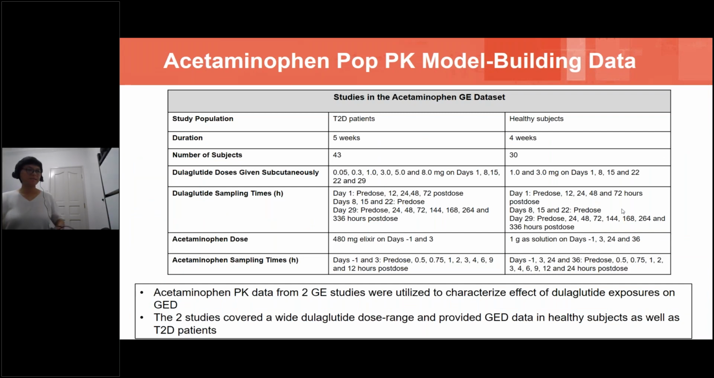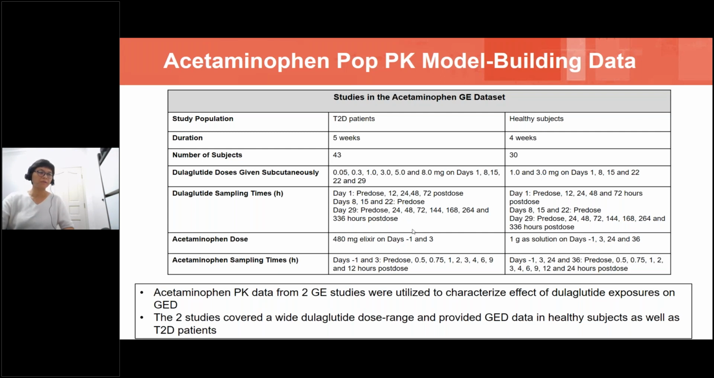So this slide here shows you the data going into the model building of the acetaminophen POP-PK model. As I've mentioned, we had two studies, a 5-week study where dulaglutide was given weekly over 5 weeks in type 2 diabetics, and a 4-week study in healthy subjects. Dulaglutide dose range in the type 2 diabetic study ranged from 0.05 to 8 milligrams and was more than adequate to cover the dose range that we're interested in, which is 0.75 to 4.5 milligrams. In the healthy subjects, the dose range was between 1 and 3 milligrams.